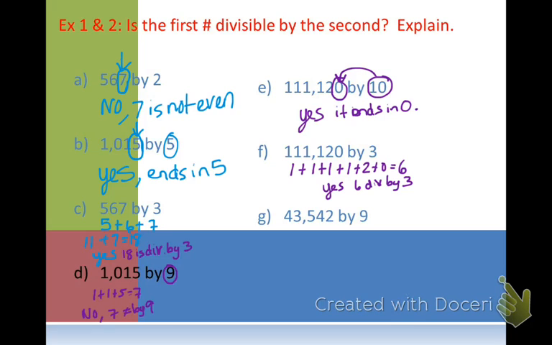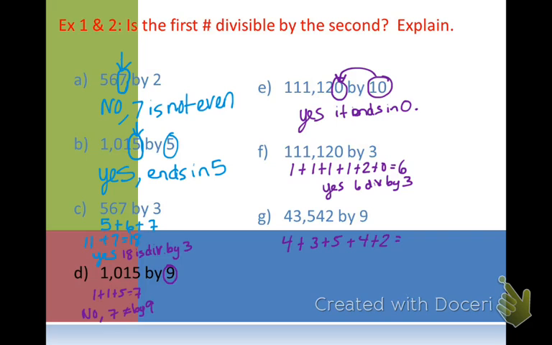Now we have to see if 43,542 is divisible by 9. Again, you need to add them up: 4 plus 3 plus 5 plus 4 plus 2.